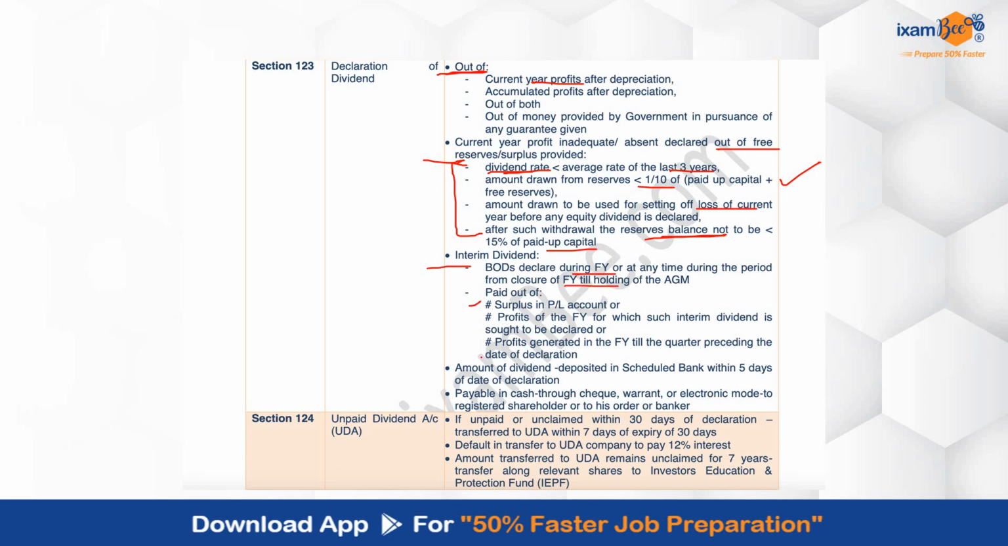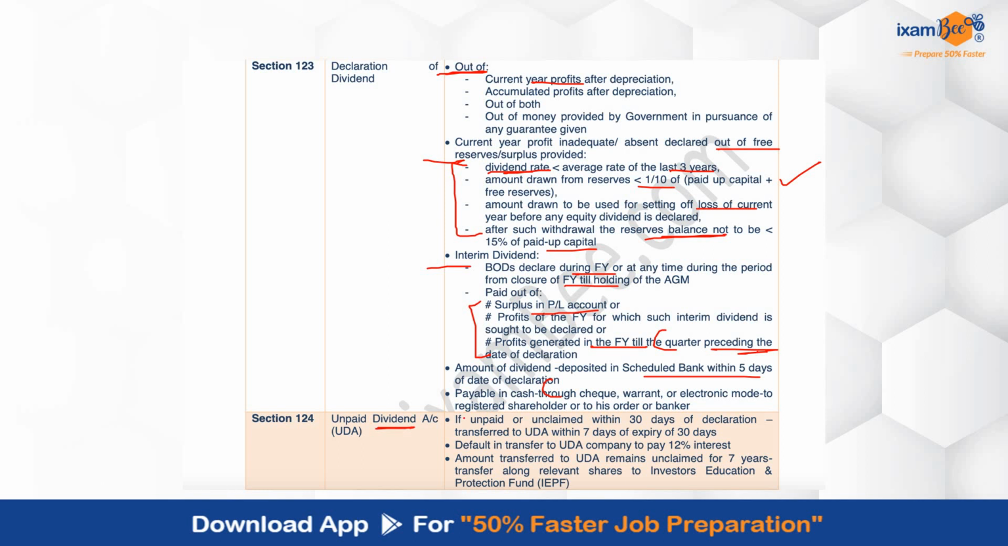कहाँ से interim dividend pay किया जा सकता है? Out of the profit and loss account या फिर profit जो भी financial year का है for which that particular company is going ahead to declare the dividend, and profit जो भी generate होगा financial year में till the quarter which is preceding the date of declaration. So these are, you can say, the ways in which interim dividend can be declared. Then amount of dividend जो है scheduled bank में 5 days के अंदर from the date of declaration deposit कर देनी है. It could be payable in either of these ways.